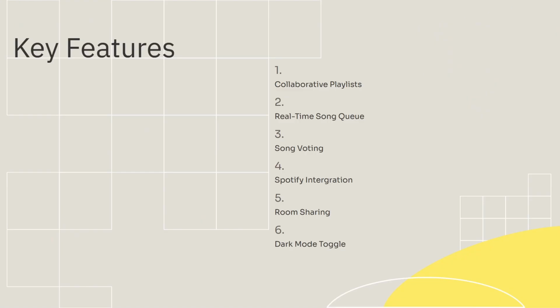The key features of the app are that it is a collaborative playlist app. It has a real-time updated song queue. There is song voting, so it's straight up democracy. There's no conflict within selecting the song. There is a Spotify web API integration. There is a room sharing protocol I put in so you can share your code with other people so they can join the room. And there's also a dark mode toggle.